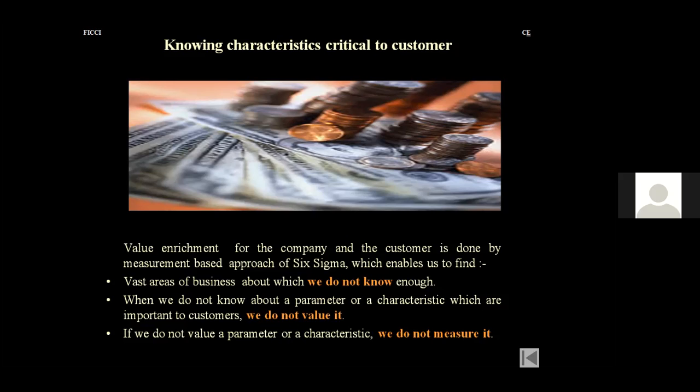There are vast areas of business about which we do not know. And when we do not know a process, we do not value it. हमें किसी process का पता ही नहीं है, तो हम उसकी value भी नहीं जानते. And when we do not value a process or a parameter, we do not measure it. And when we do not measure a process or a characteristic, we cannot improve it. So Six Sigma will start from the reverse. They would improve the process so that it is measurable and it is valuable, and the customer should know that, yes, I am getting good quality.